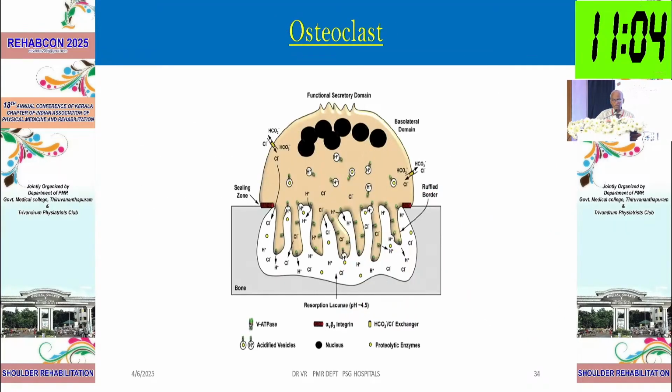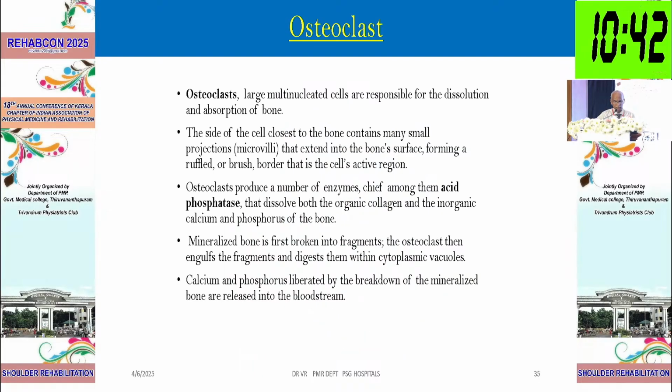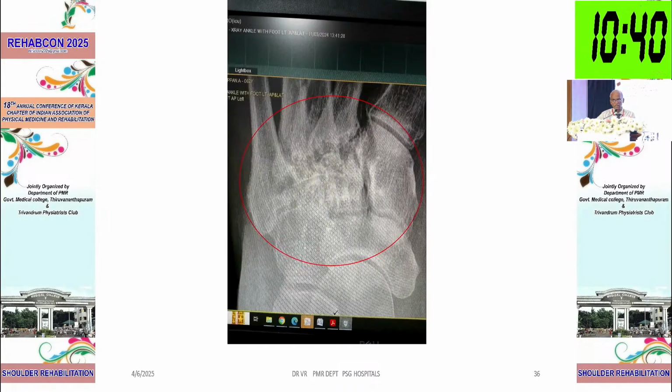Osteoclast is multinucleated. It has multinucleated giant cells. It has villus processes. They lay over the bone. They release alkaline phosphatase that dissolves the organic and inorganic content of the bone. The bones are broken into segments. The fragments are taken by the osteoclast. In the process, calcium and phosphorus are released. And this is the result of the osteoclast activity, osteolysis.